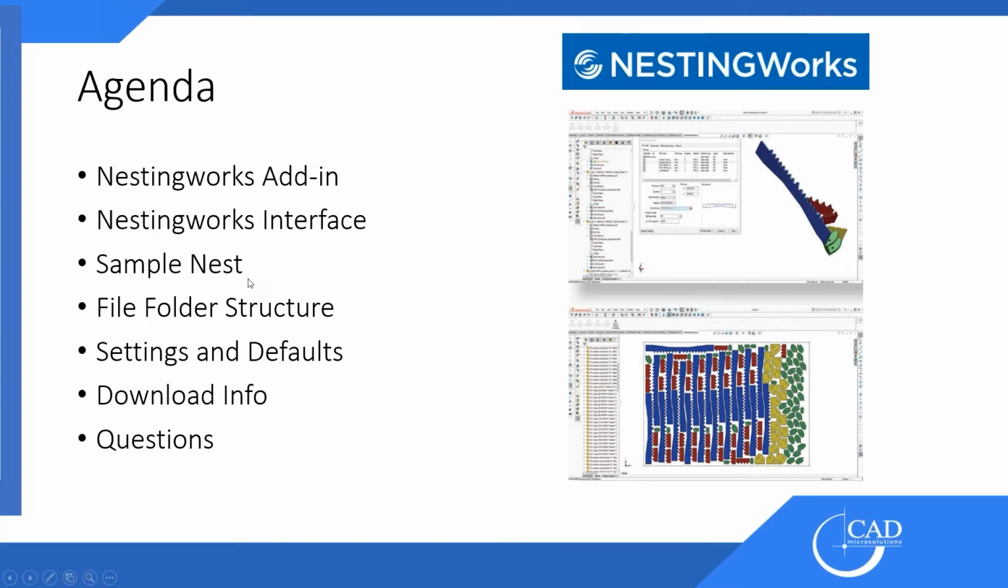We'll go through a full sample nest program. I'll show you from start to finish exactly how we would nest that. We'll look at the file folder structure and what's created from that. Some settings and defaults that we can take a look at for the nesting software, so different settings that allow you to control different aspects of the software. Where you can download this, so the download info, and then we'll get to the questions at the very end.